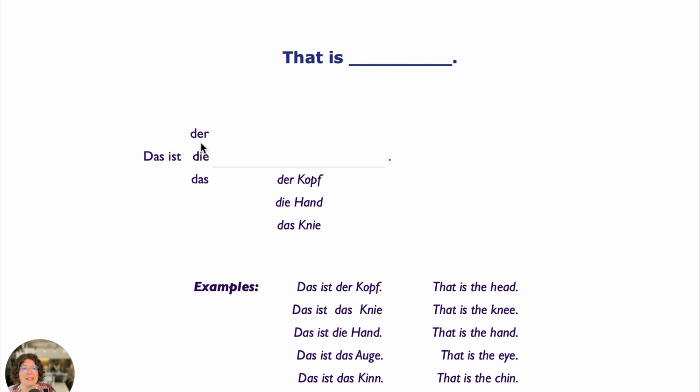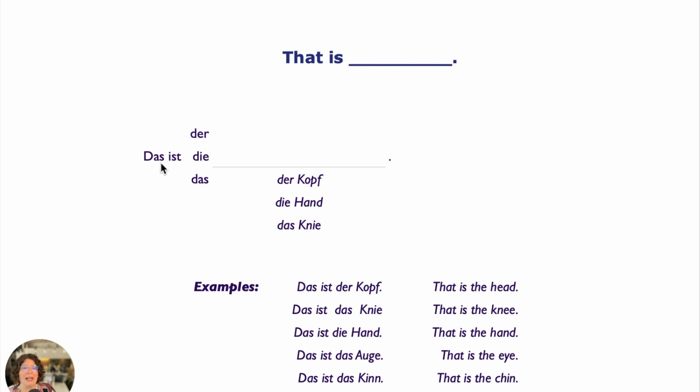Das ist der Kopf. So, what this means, das ist, and then you use either of them and then the word. So, I'm going to say it, you repeat it. Das ist der Kopf. Good. So, what does that mean? That means that is the head.